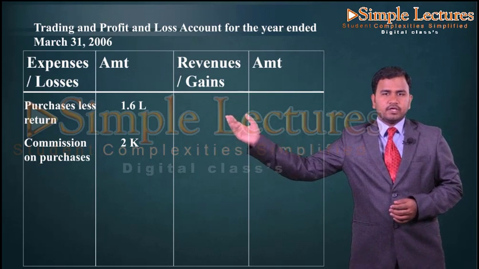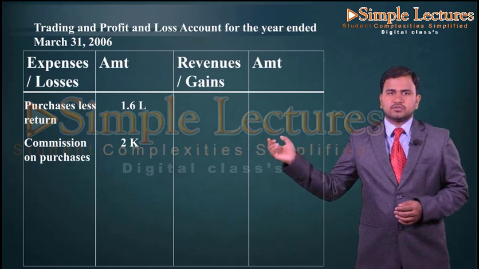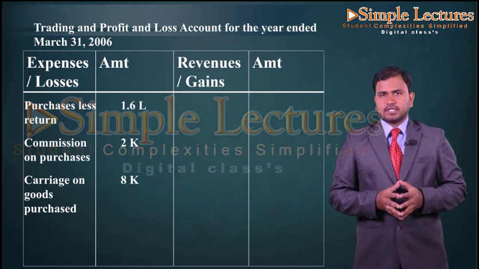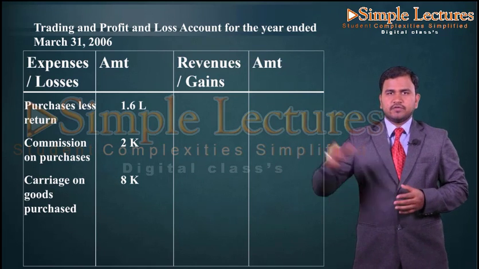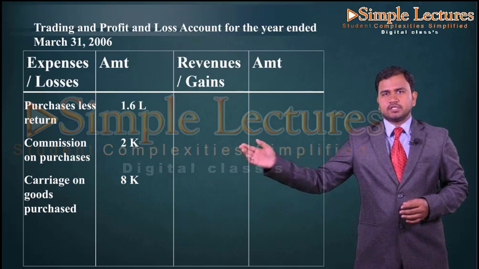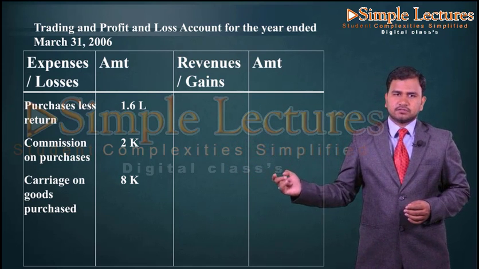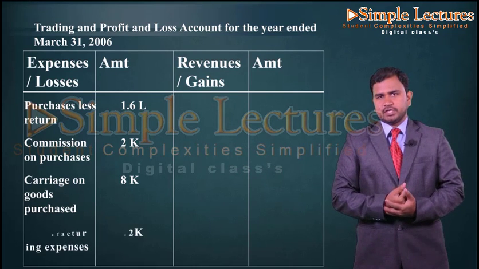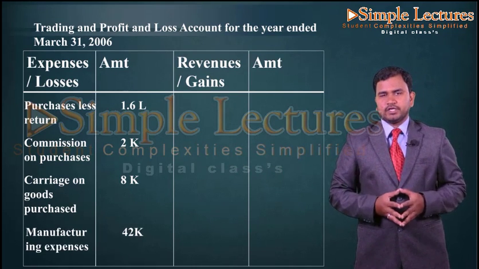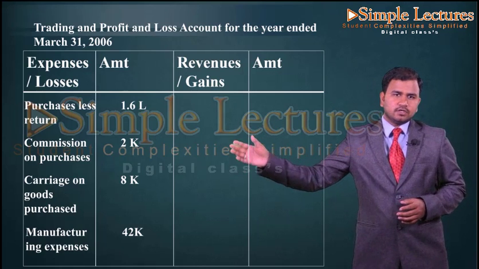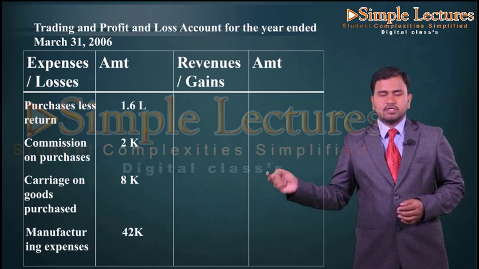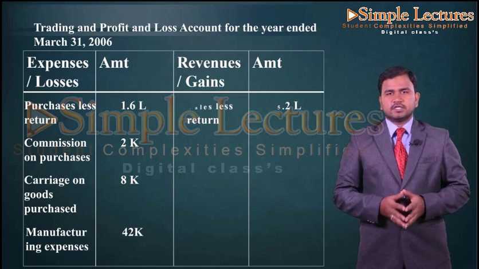Then we have commission on purchases 2,000. Even though it is a direct expense, it will be recorded in the expenses. Then we have carriage on goods purchased, which is 8,000, which is an expense. Again we are going to record it in the debit side. Then we have manufacturing expenses, which are incurred at the place of production. That will again be a direct expense which will be recorded in the expenses. Manufacturing expenses 42,000.